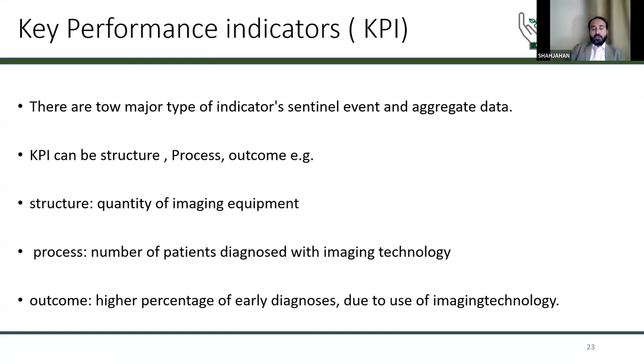For example, in your hospital, you have equipment for imaging, like an X-ray machine. If you are checking the data of the X-ray machine, this is the structure: whether you have that equipment available or not. What is the process indicator? Process indicator means with that machine, how many patients you diagnose. This is the process. What is the outcome indicator? Outcome indicator means due to that machine, how many cases were diagnosed early.